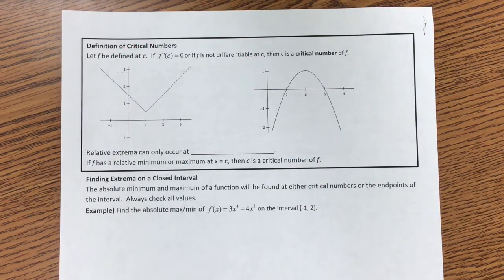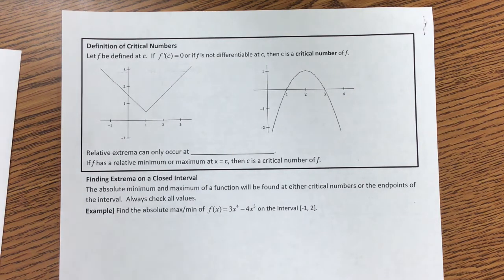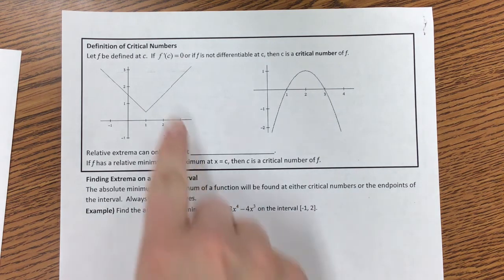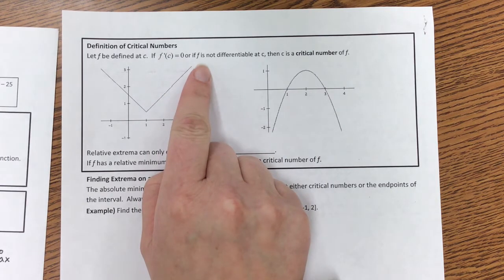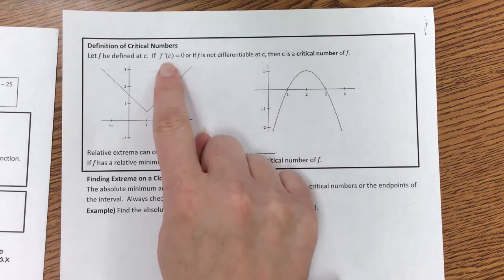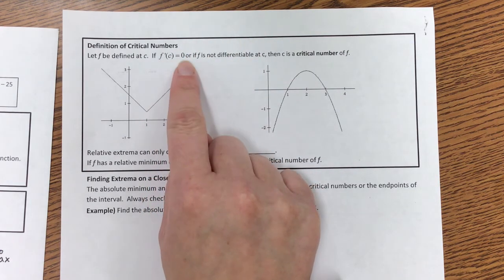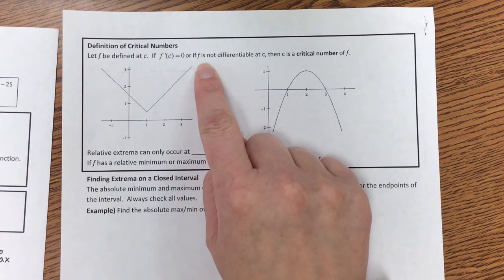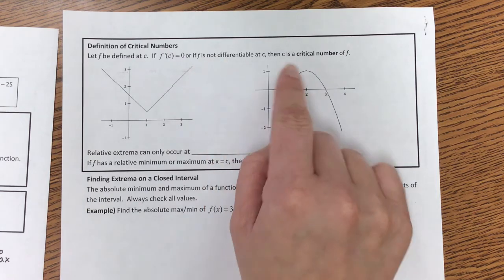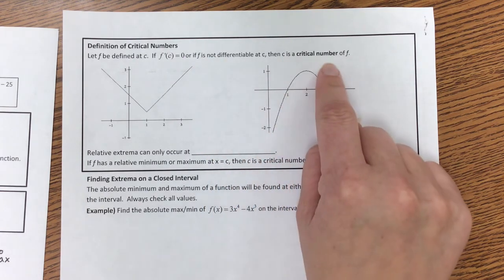All righty, we are looking at the definition of critical numbers now. Critical numbers is a vocab word. It's not just a silly little Miss Campbell word. So critical numbers are when f prime of c equals 0, or if f of c is not differentiable at x equals c. Okay, so c is the x value. If the derivative at that x value equals 0, or if you cannot take the derivative of f at a specific x value, then c, which is the x value, is a critical number of f.